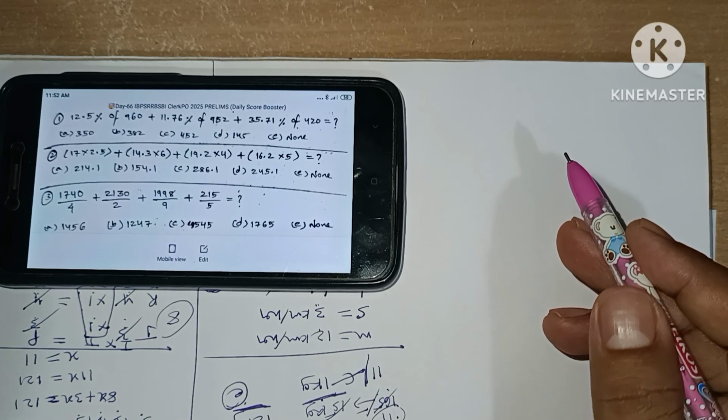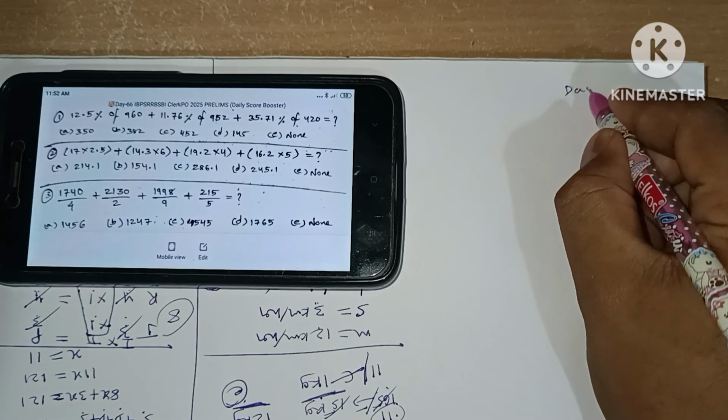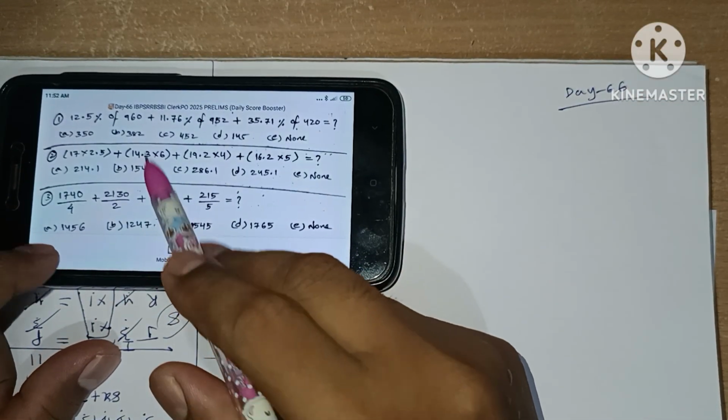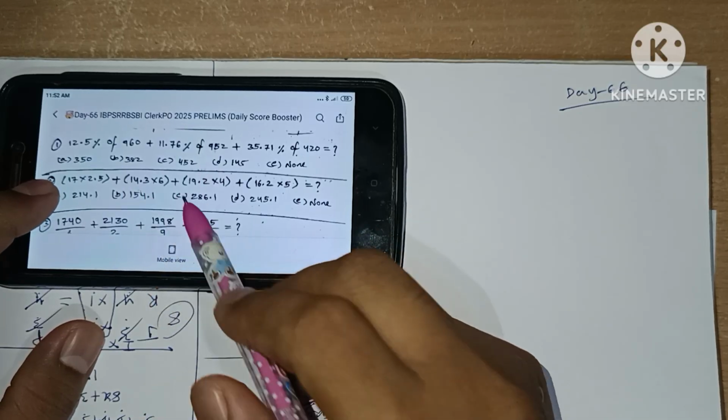In this video, we are going to see the day 66 daily score booster questions. Starting with simplifications. Simplifications first question.